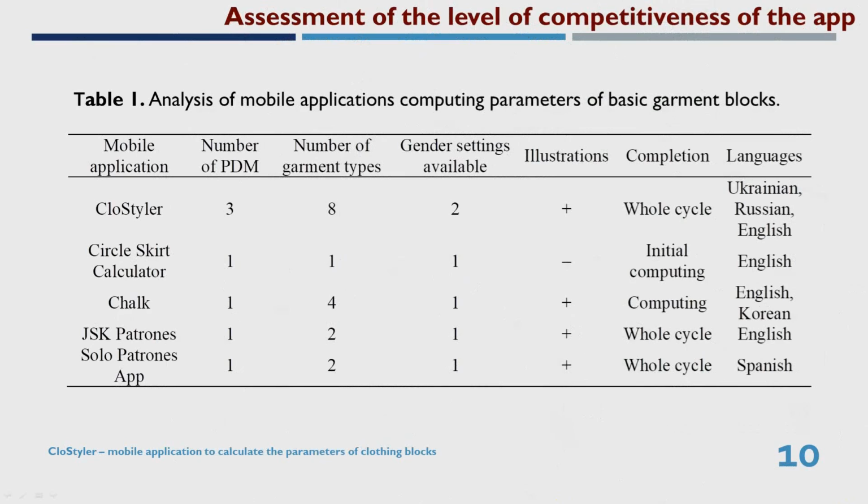The level of competitiveness of the app was determined by way of comparative analysis of the already existing apps and the developed one. The results of the analysis are given in the form of a table. As one can see, the developed application provides users with more functions and more available pattern drafting methods. Besides, the language settings make it more visible on the market.